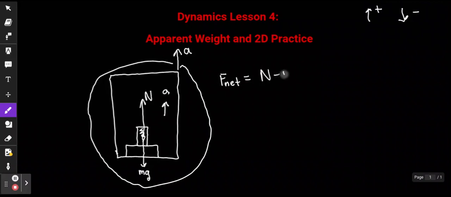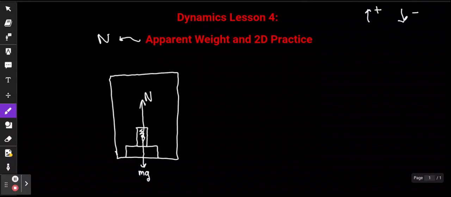Since we only have y components, our F-net equation should look something like this. N minus the gravitational force has to result in m times the acceleration. Remember once again that apparent weight is equivalent to the normal force we experience. And so solving for N will give us ma plus mg. Since a is positively upwards, the apparent weight we experience is heavier than our actual weight. So the normal force that acts upon us is greater than our usual gravitational force that we're used to experiencing.